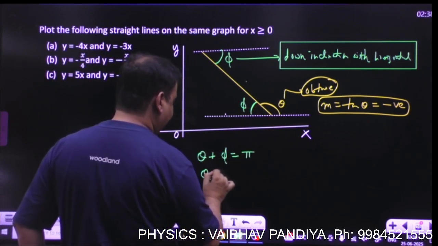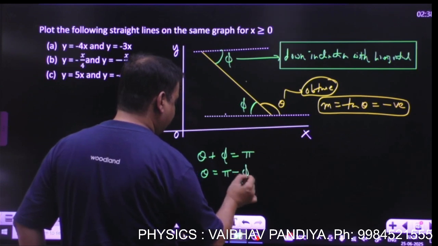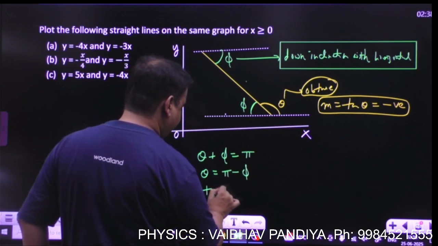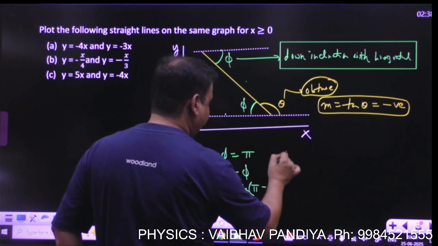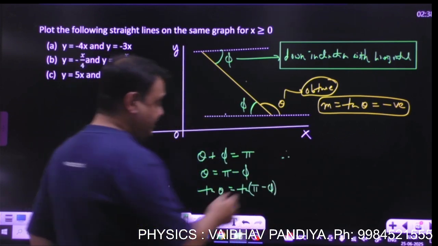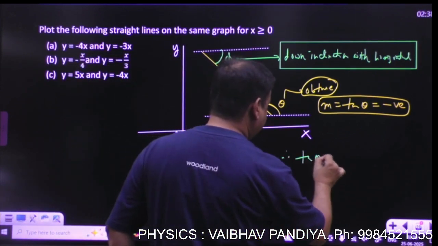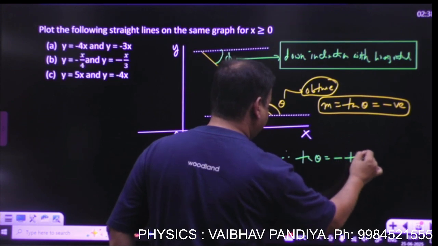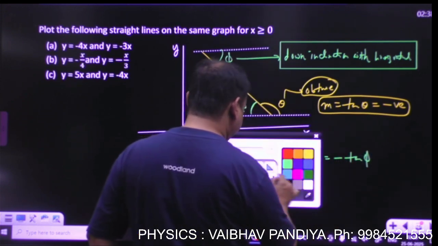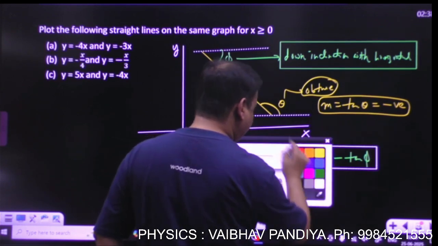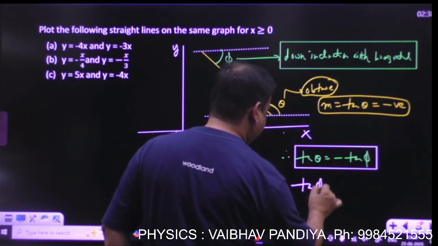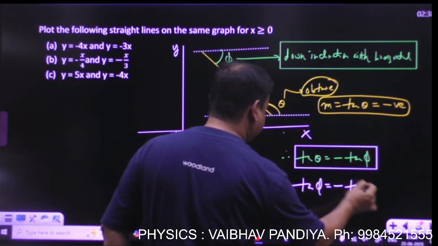So I can write theta is equal to what? Pi minus phi radian. So tan theta will be tan of pi minus phi, correct? And we know tan of pi minus phi is minus tan phi. So tan theta is minus tan phi. And tan theta is negative. And if tan theta is negative, of course your tan phi will be positive, because tan phi is coming to be minus tan theta.